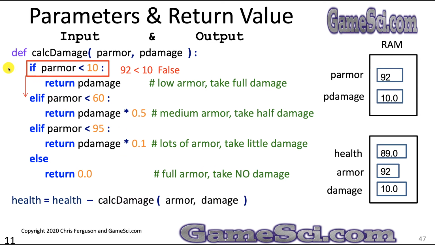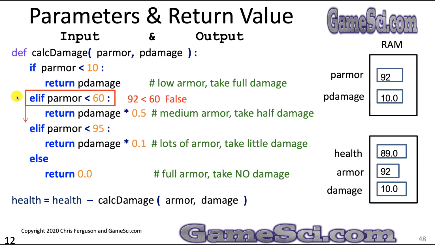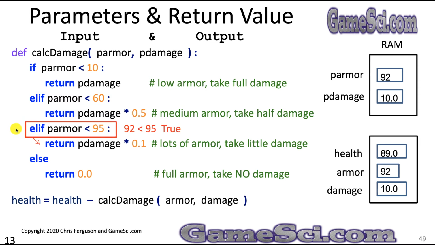If p-armor is less than 10, well, that's very false. We have lots of armor. That is a false statement. We'll skip past it to the next line of code. We're now at the else if p-armor is less than 60. 92 less than 60 is a very, very false statement. We will not, I repeat, we will not be taking that amount of damage. Next up, we have an else if p-armor is less than 95. Well, that evaluates as 92 less than 95, and that is a very true statement.